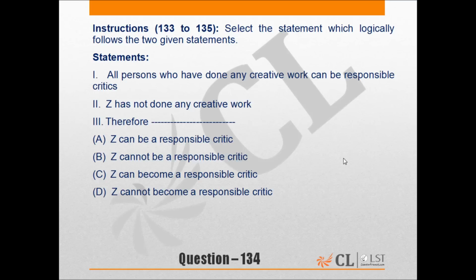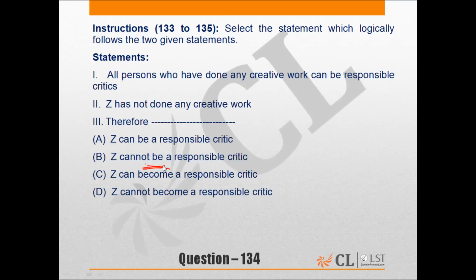Hence, all of the options, Z can be a responsible critic, can become a responsible critic, cannot be a responsible critic, cannot become a responsible critic, all the four given options are incorrect. All of them are only possibilities, none of them is a certainty. CLAT has given the answer to this as option B, that is, Z cannot be a responsible critic.